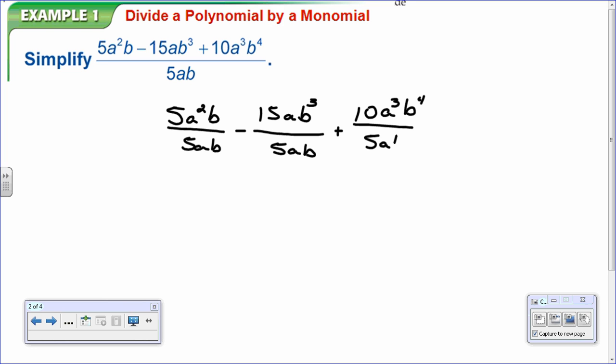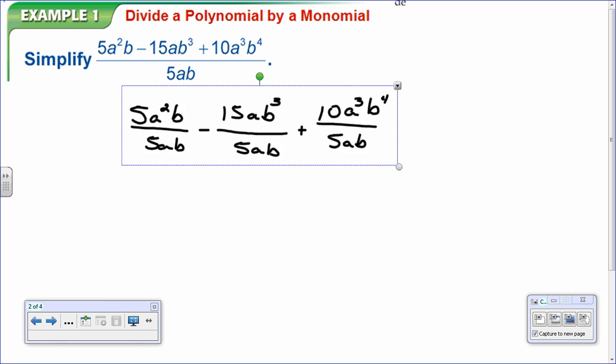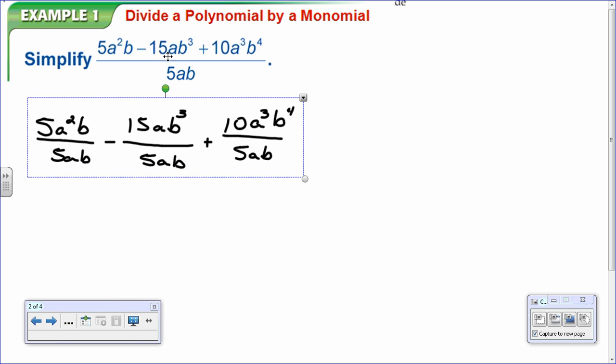So what you'll notice here is that everything on top matches the top right there, and everything's over that bottom. Now do what we did yesterday, just simplify each one. 5 divided by 5 is 1, a squared divided by a is a, b divided by b is 1. So we have 1 times a times 1, which is just a.